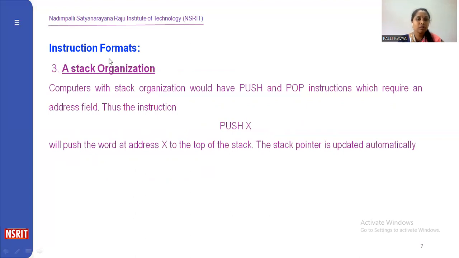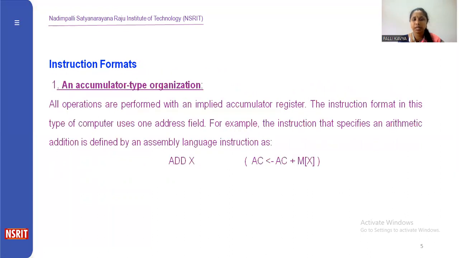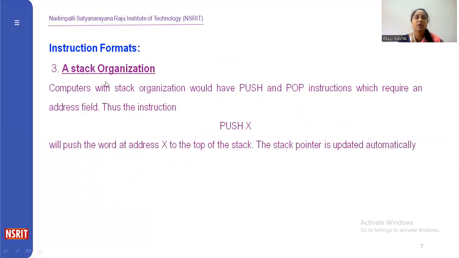And the last type of organization is stack organization. In this stack organization, there are push and pop instructions, which require address fields. Previously we saw the general register type and the accumulator type of organization, but the third one is stack organization. In stack organization you have to remember that there are two types of operation: push operation and pop operation. Push is inserting an element into the stack, and pop operation is retrieving an element from a stack.